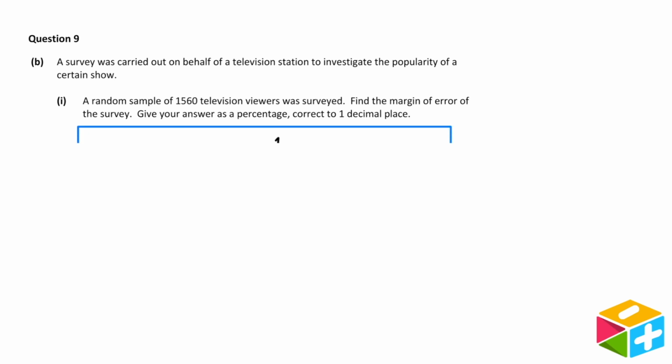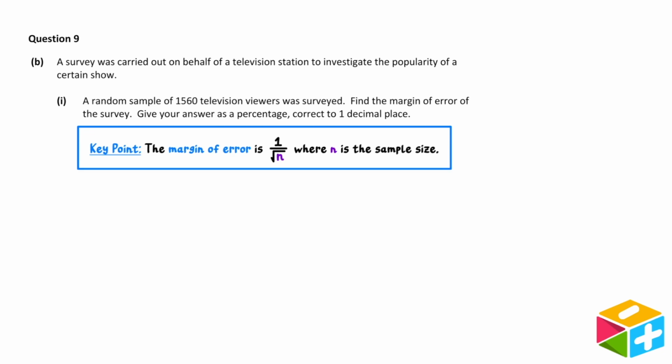The key to solving this question is the fact that the margin of error is 1 divided by the square root of n, where n is the sample size. In this question, we have a random sample of 1,560 viewers. So the sample size, n, is 1,560.